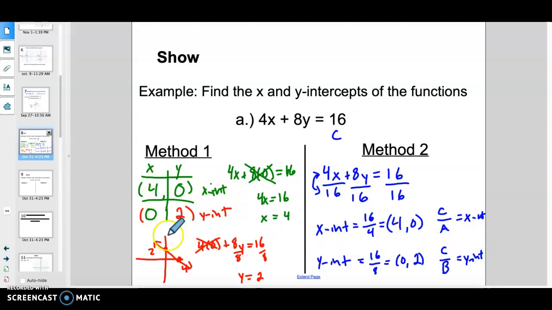Personally, I like this one better just because mathematically it makes more sense to me. But if you like the other way and that's a good shortcut for you, you could do it that way as well.